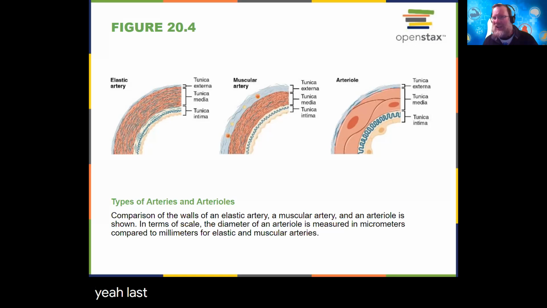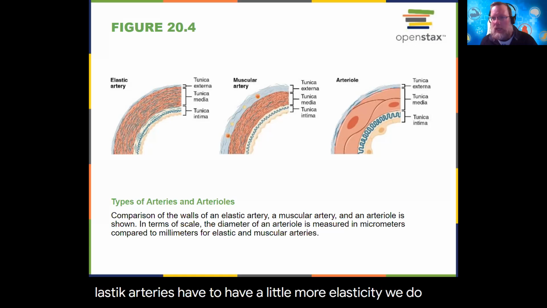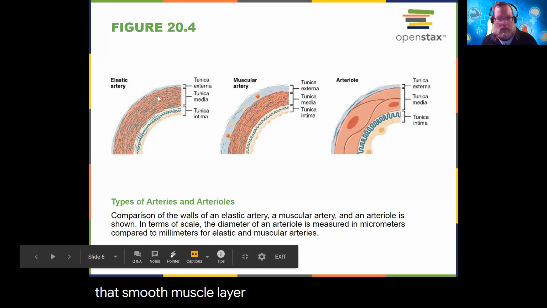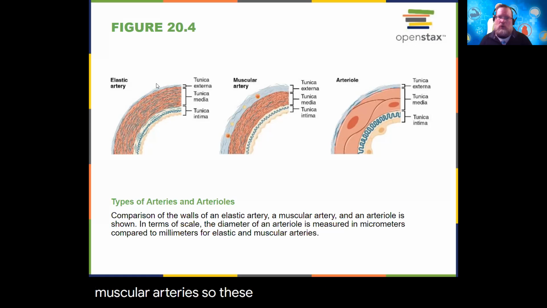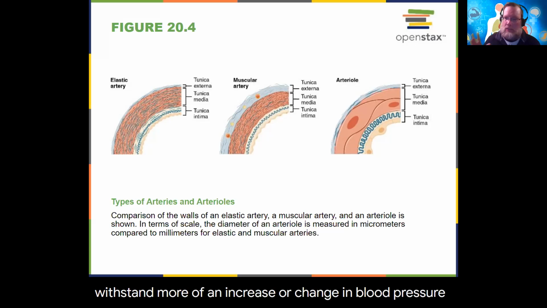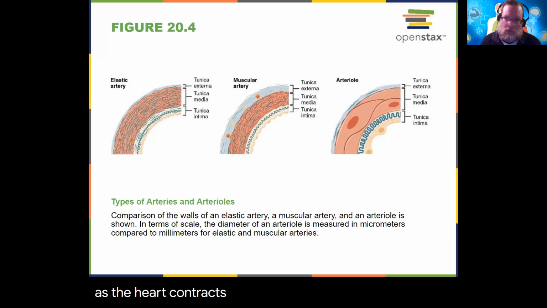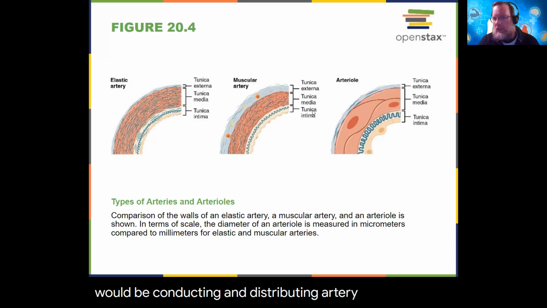But yeah, elastic arteries have to have a little more elasticity. We do see that smooth muscle layer is quite a bit thicker, even than the muscular arteries. So these elastic arteries do have to withstand more of an increase or change in blood pressure as the heart contracts, as the ventricles contract. So these would be conducting and distributing arteries. Again, they are going to be more peripheral.